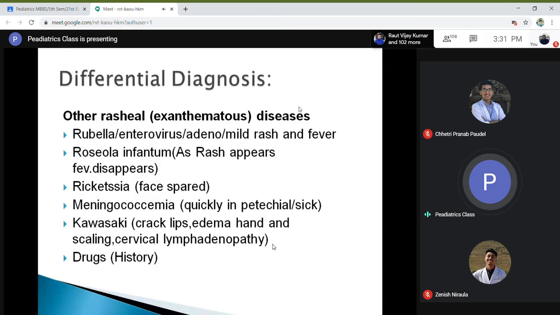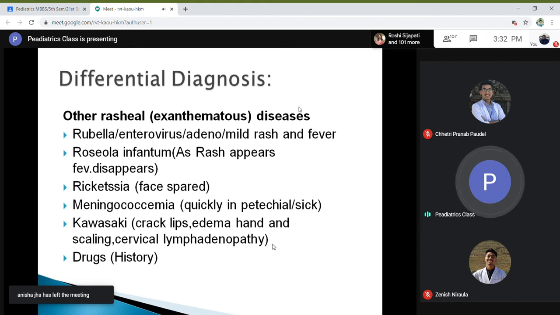So you think of rash and fever, the patient may come to you, then what other conditions could mimic it? So these are the differential diagnoses, like rubella. Okay, and in the next topic we're going to deal with rubella. Not the rubella, okay, this is rubella.